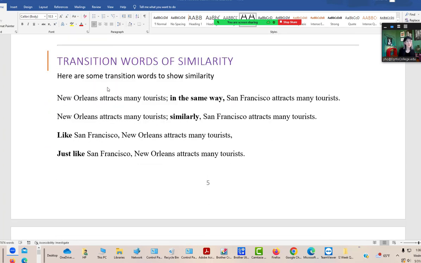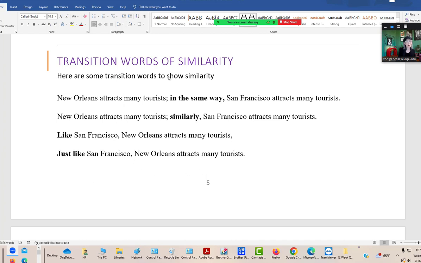So transition words of similarity are used when you compare two things that are the same. New Orleans attracts many tourists. In the same way, San Francisco attracts many tourists. New Orleans attracts many tourists. Similarly, San Francisco attracts many tourists. Like San Francisco, New Orleans attracts many tourists. Just like San Francisco, New Orleans attracts many tourists.